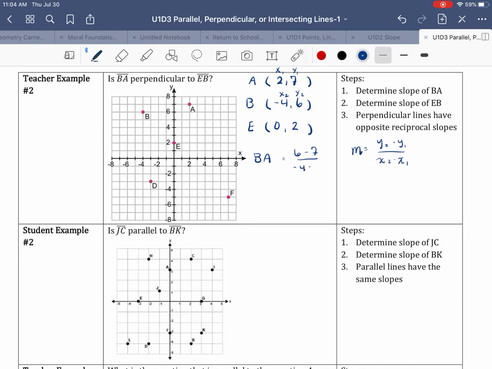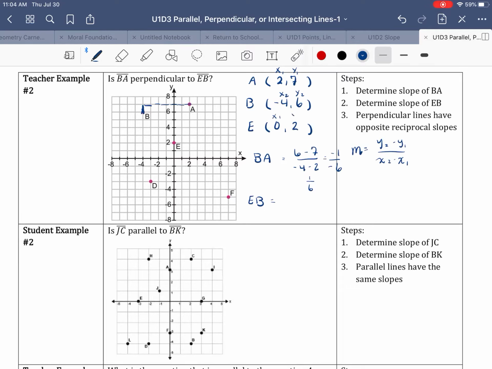(6 minus 7 over -4 minus 2 is -1 over -6, which we can simplify to a positive 1/6. We can double check that by going up 1, and then 1, 2, 3, 4, 5, 6. So if we're doing rise over run, we know that 1/6 is correct. Now we have to find the slope of EB.